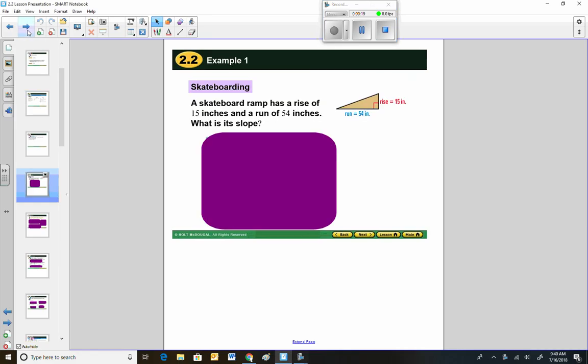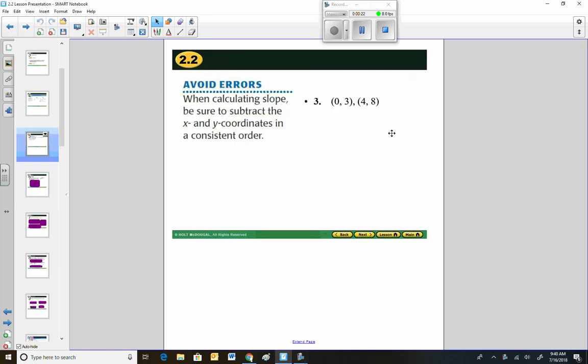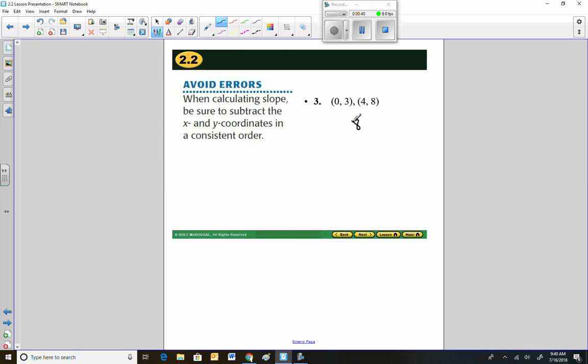All right. One thing you want to make sure of, if you are calculating it without a graph, I would suggest that you are consistent in subtracting the x and y coordinates in a consistent manner. For example, if you were taught to do y2 minus y1, most of you would do 8 minus 3 over 4 minus 0. 8 minus 3 on top, 4 minus 0 on bottom to get your slope of 5 over 4. All right, let's take a look at the next slide.